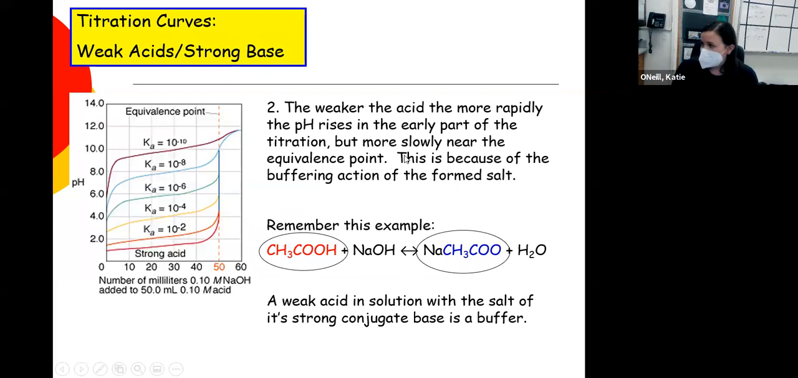And that is because of how the buffer works. I'm using the example that we used a lot in the last part of notes. Picture acetic acid, a weak acid, reacting with sodium hydroxide, a strong base. That's going to form sodium acetate and water. The sodium acetate contains the acetate, which is the conjugate base of the weak acid. And what do you need in solution for a buffer? The weak acid and the conjugate base, or salt of the conjugate base. The fact that both of these things are in the solution creates the buffer, and so the more of these things in solution, the more it buffers.